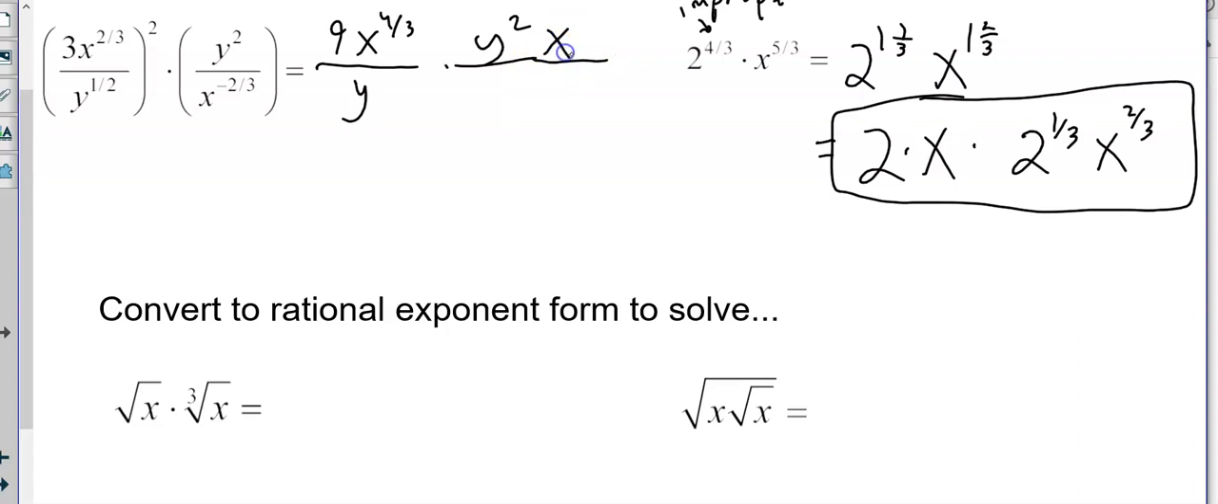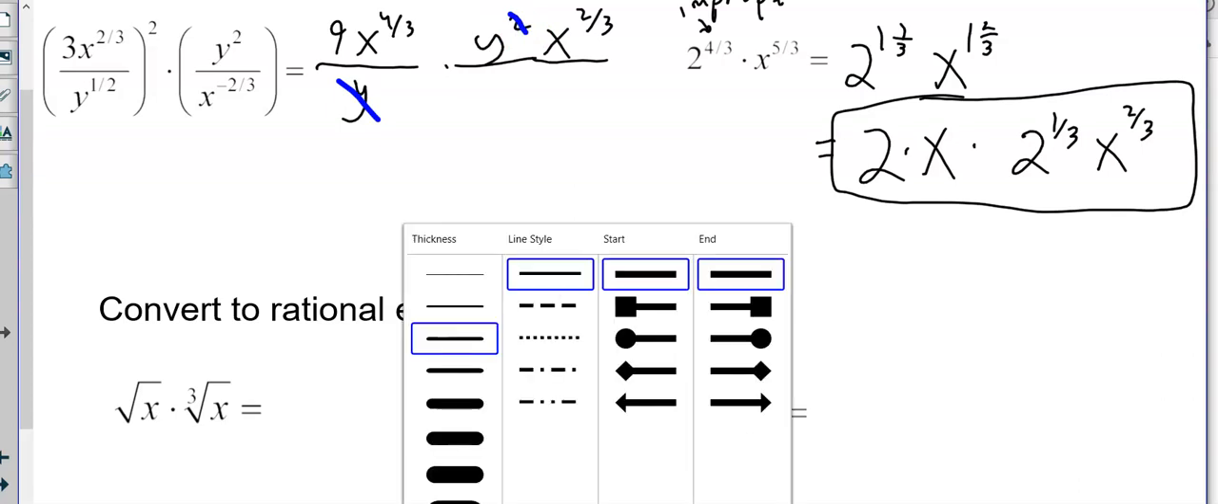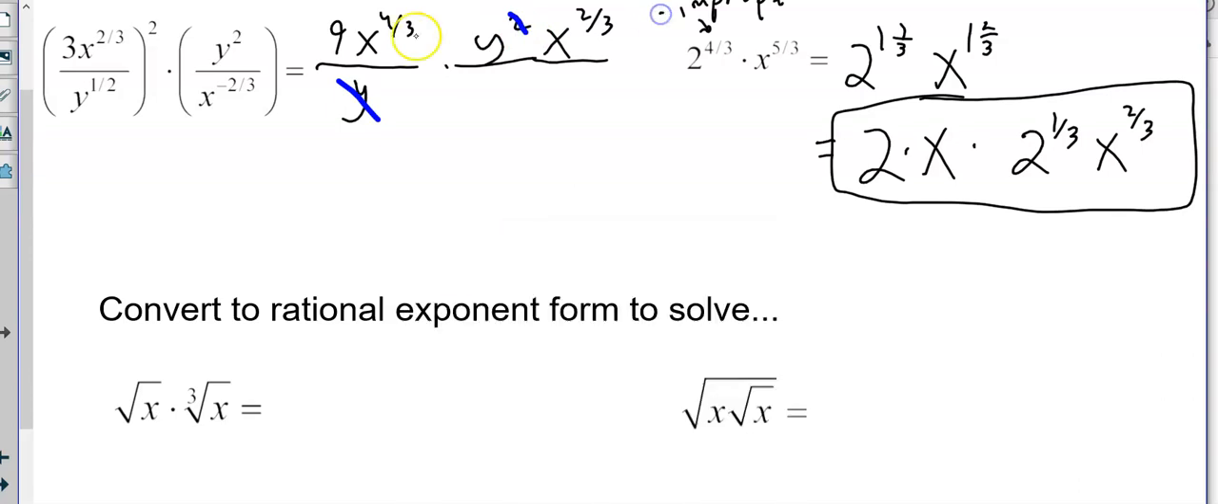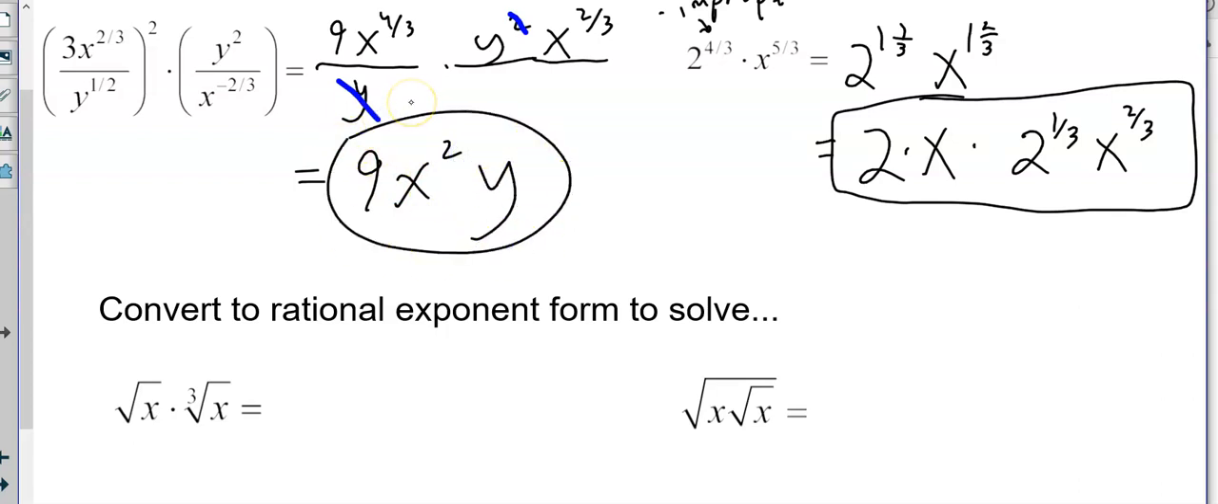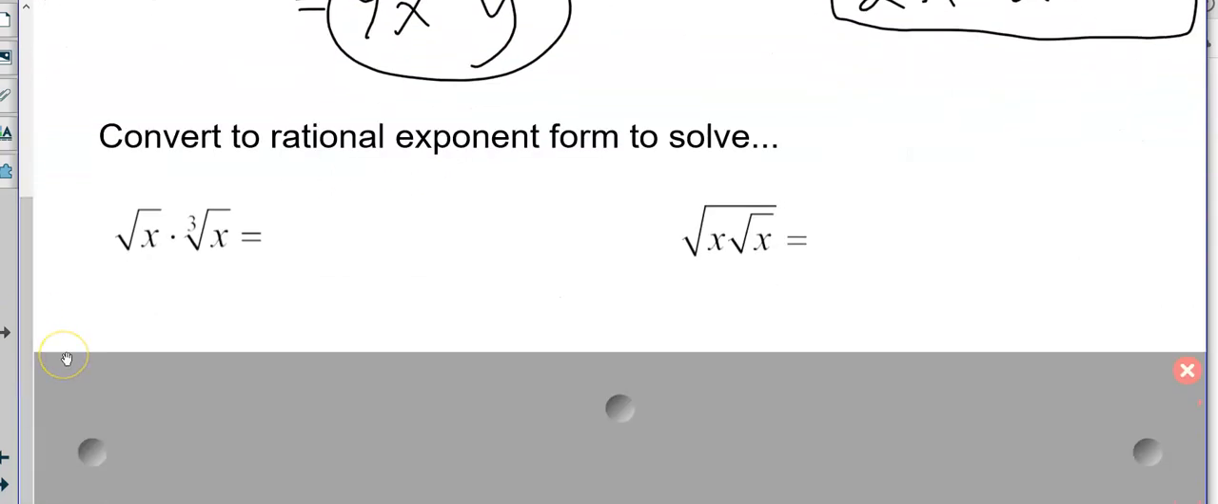So that's going to go up to the numerator and be x to the 2/3 in the numerator. Now some of the stuff cancels, like this y cancels nicely, there's two y's up there, now there's only one. Kind of handy. And then we add exponents here, so this would be 9, and then x to the 4/3 plus x to the 2/3. So 4/3 plus 2/3 is 6/3, which is 2, so that'd be x squared and y. So that simplifies to just that.